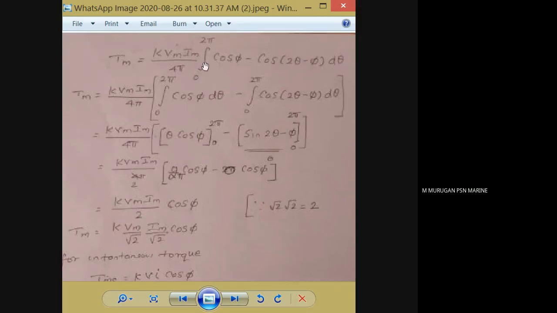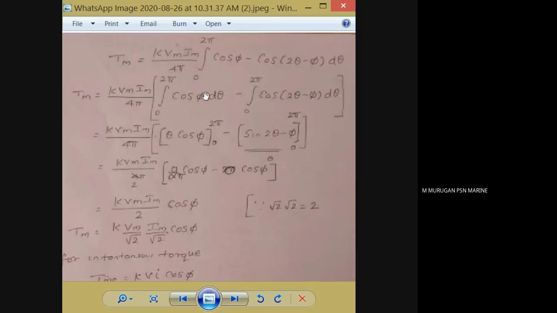So the limit is same, 0 to 2 pi. Then individually I have to integrate with respect to 0 to 2 pi. So I am writing the separate terms: integral 0 to 2 pi cos pi d theta and integral 0 to 2 pi cos(2 theta minus pi) d theta. Here these things are combined together to give one value. Don't separate this one. 2 theta minus pi is the single value.